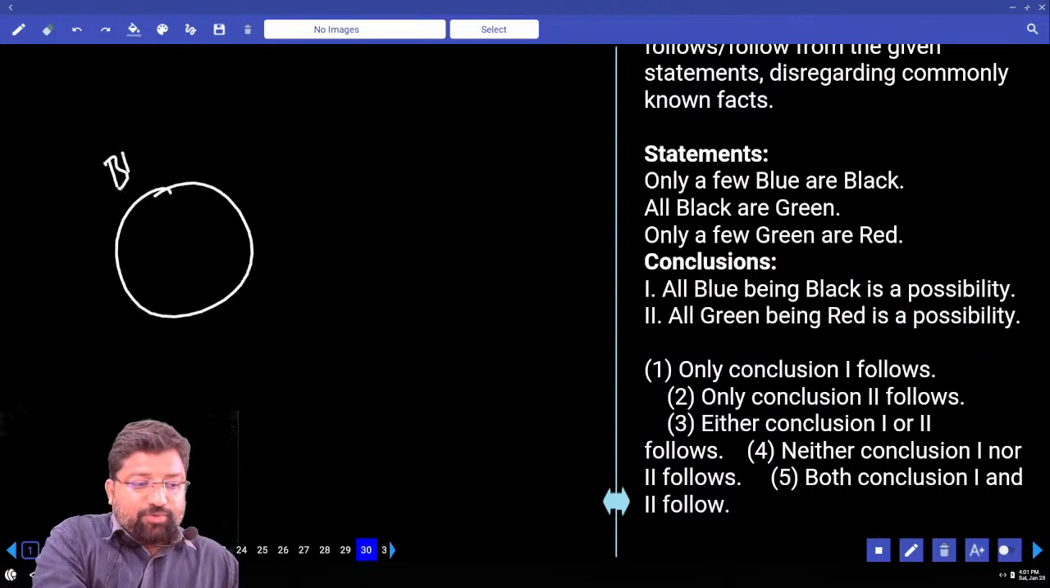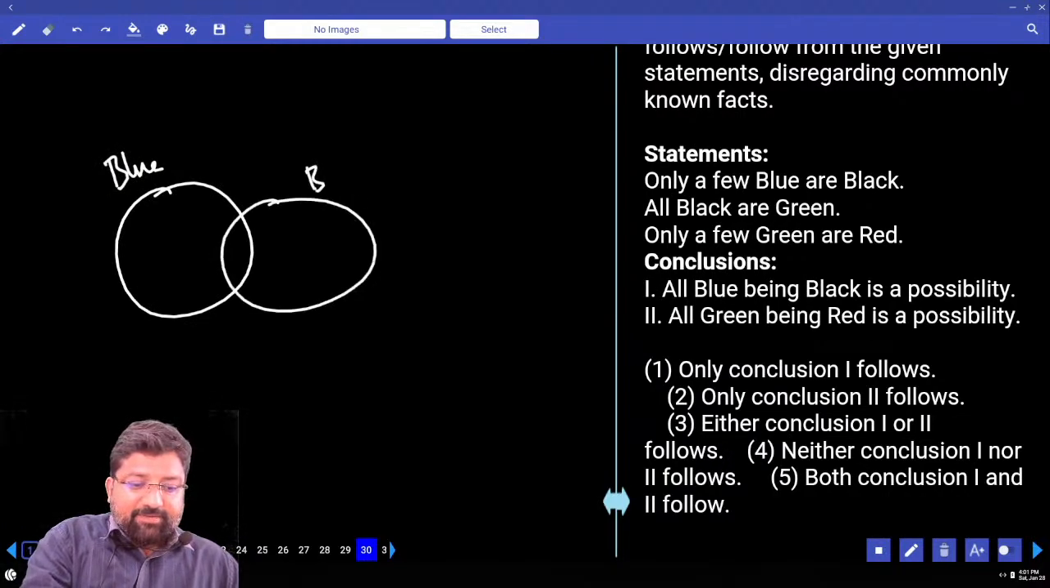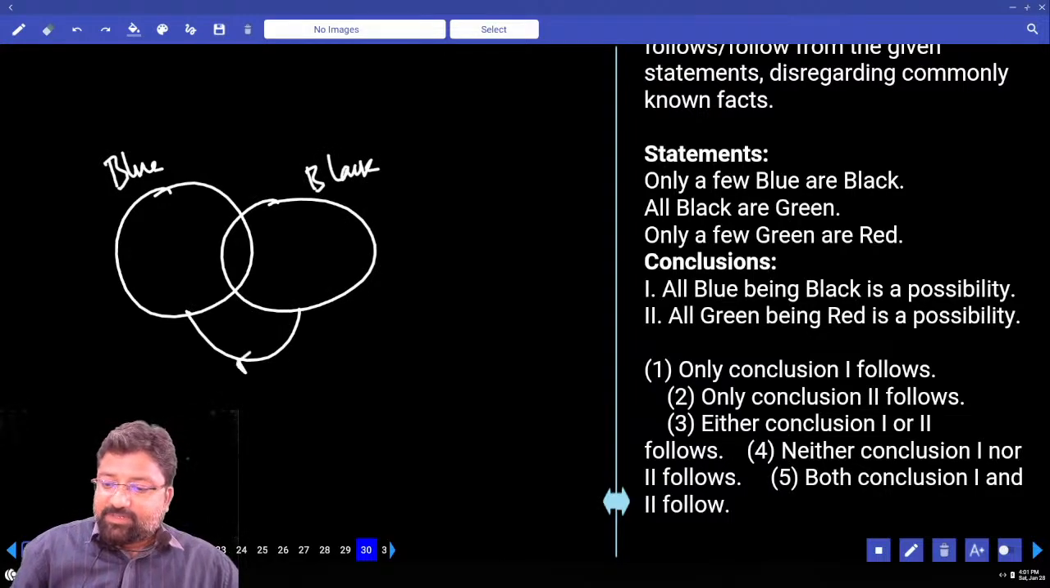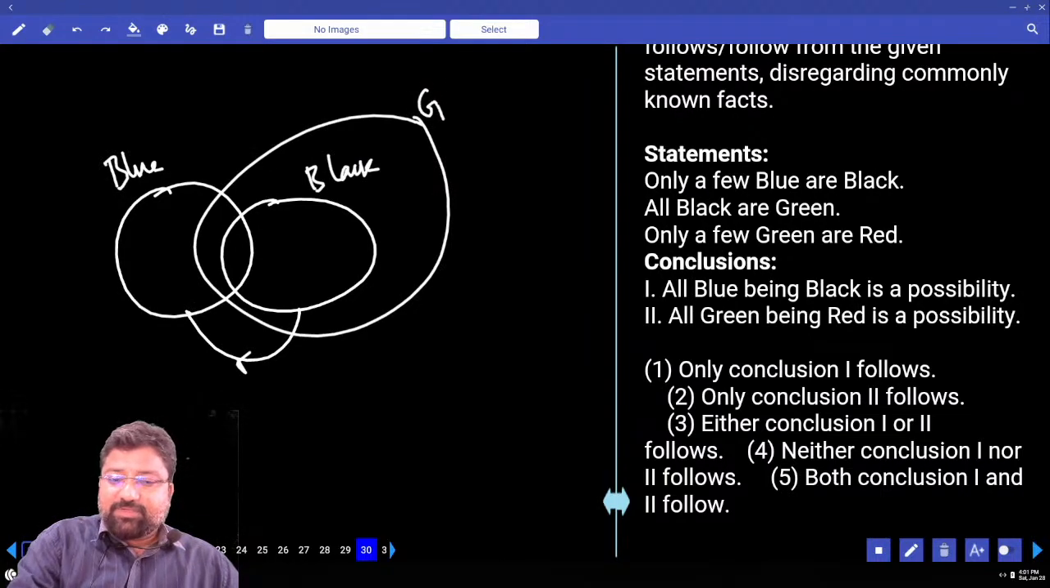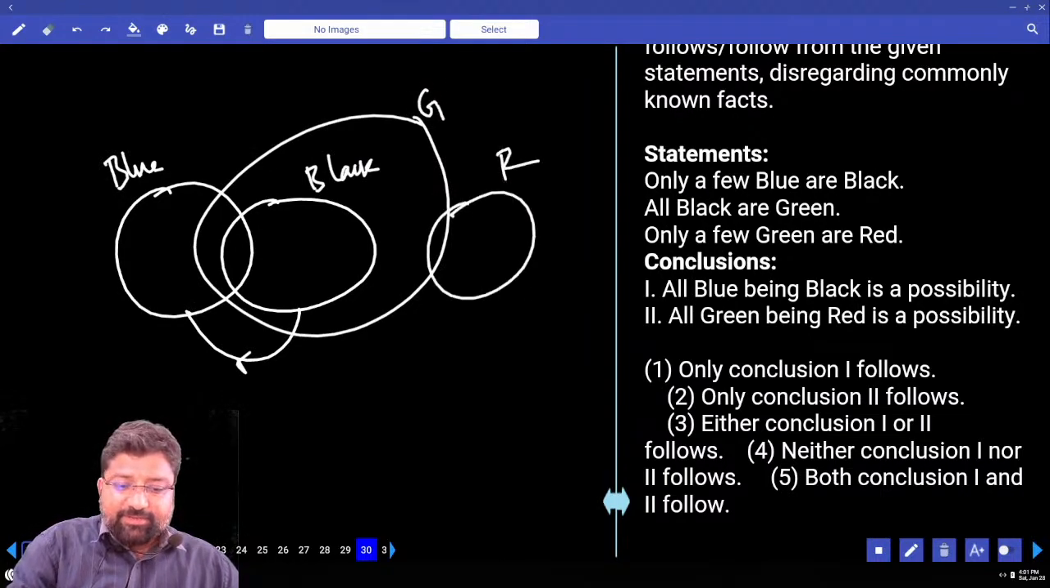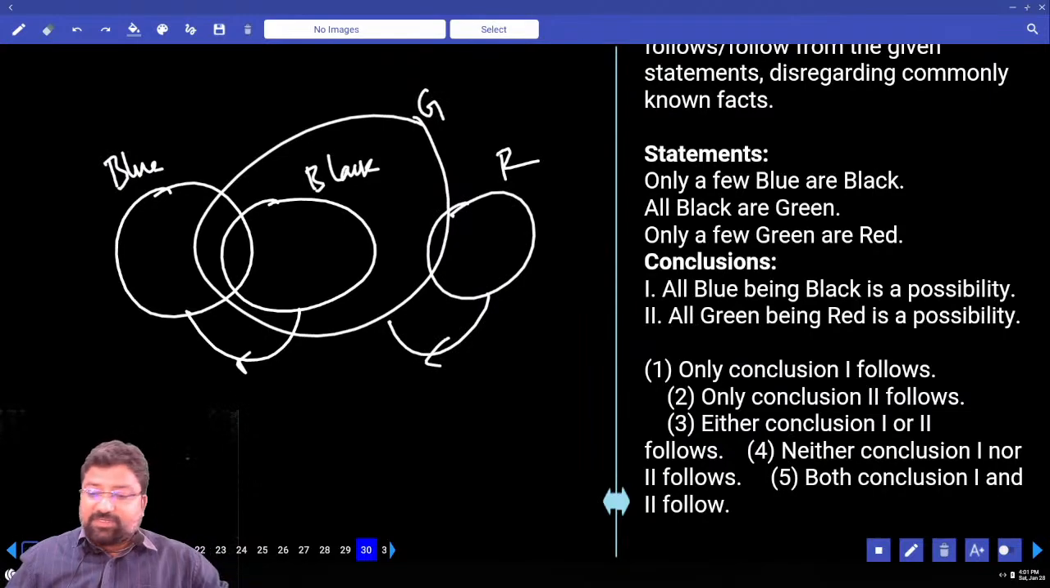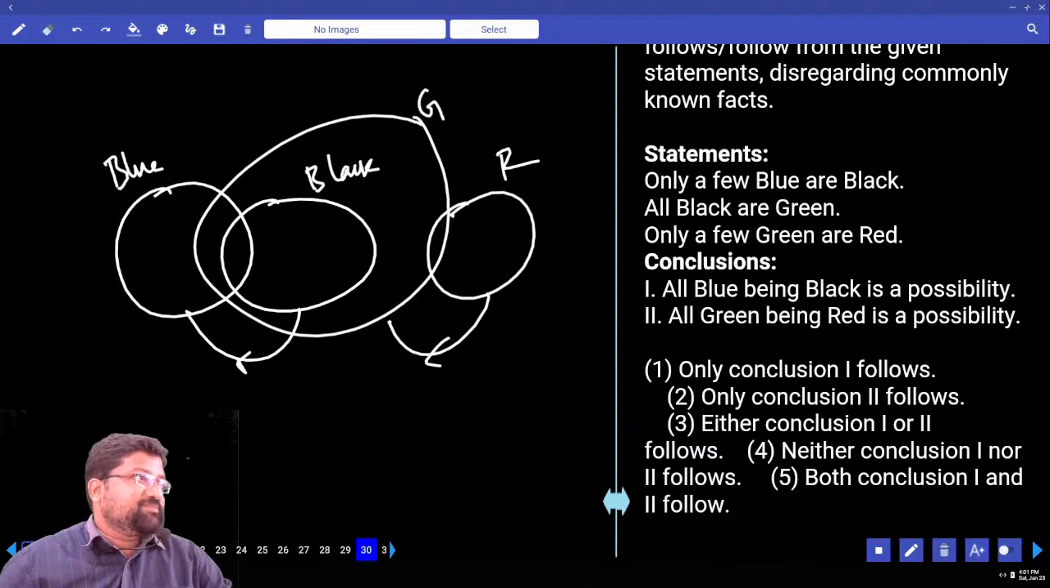Only a few blue are black. Arrow mark from B to A. All black are green. Only a few green are red. All blue being black is a possibility. Can I take all the blues inside black? Impossible. Why? Arrow mark. Black can go inside blue, but blue cannot go inside black.